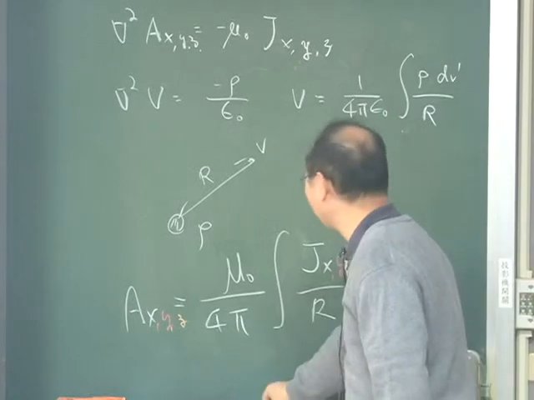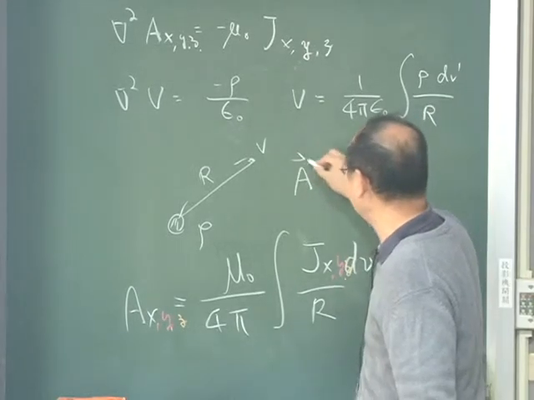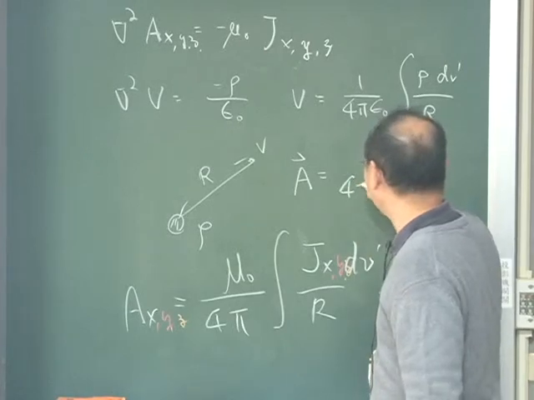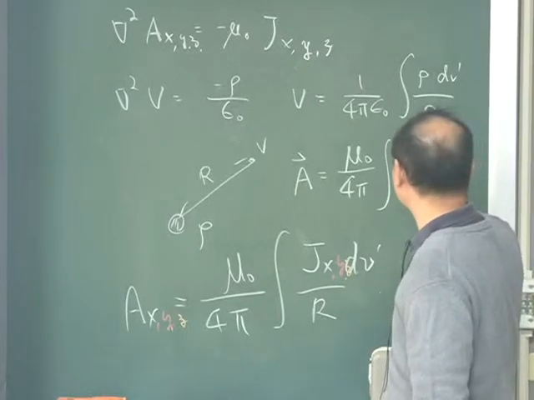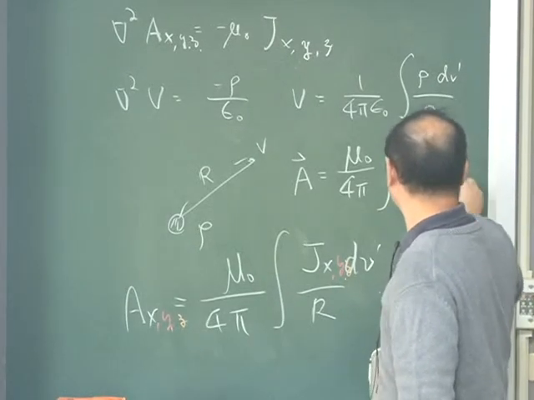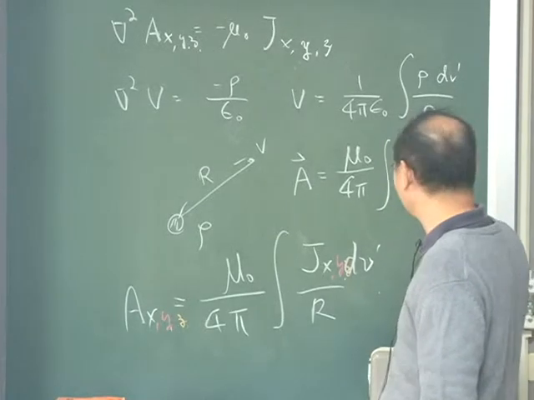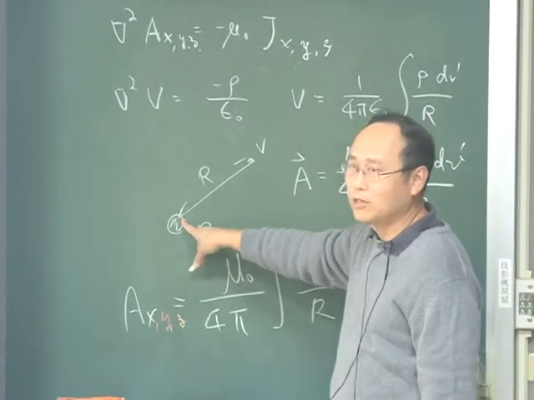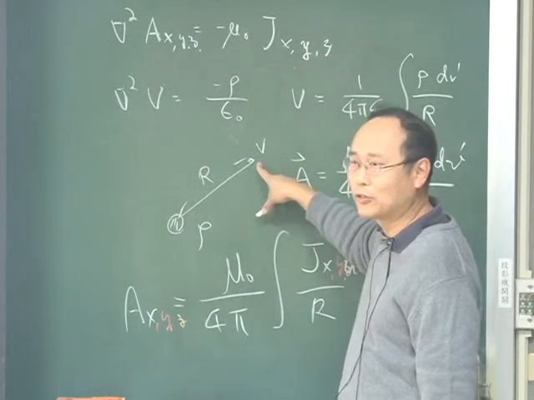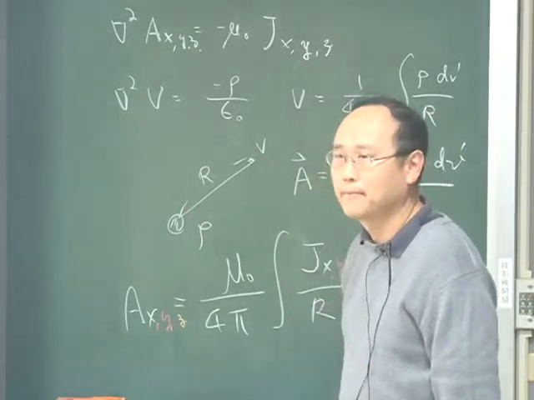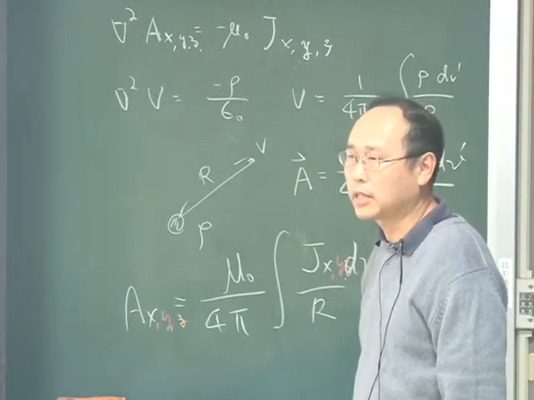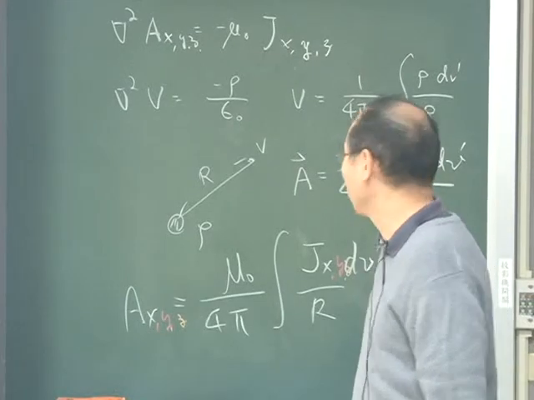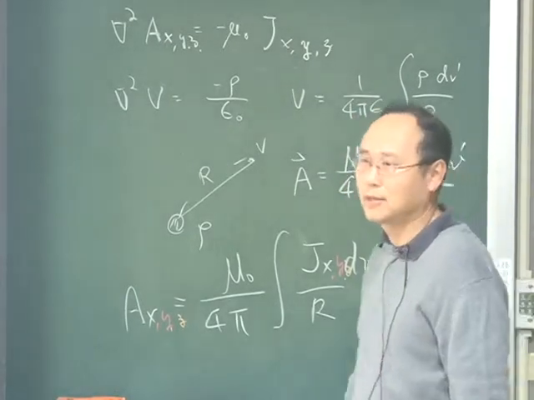So finally, you end up having a solution for the vector potential equal to mu naught over 4 pi, and then your volume integration for the current density over R, and this R is the distance from your source to the location of your interest. OK，所以很轻易的一个置换，从这个 scalar potential 到 vector potential，这个解就写出来了。Any question?